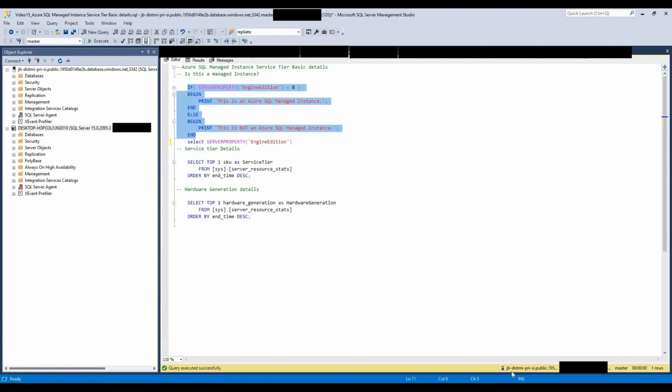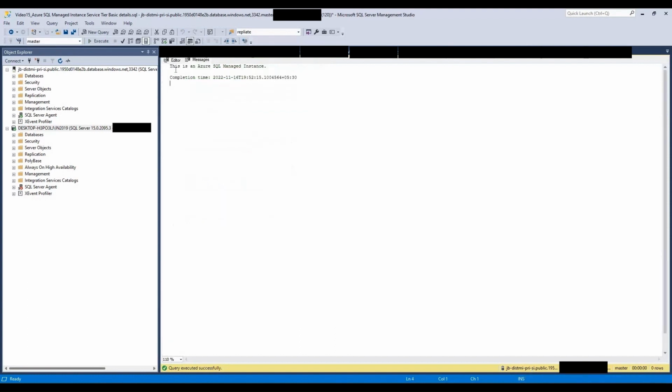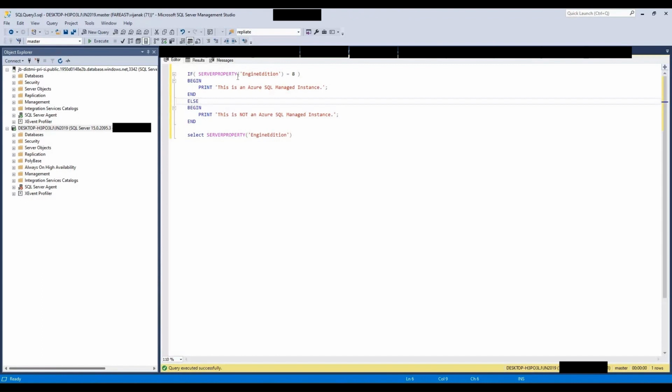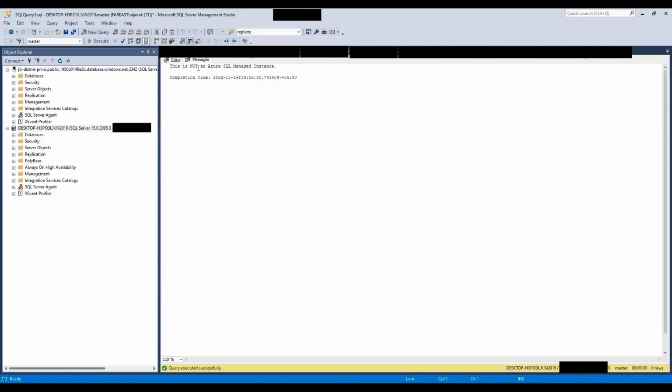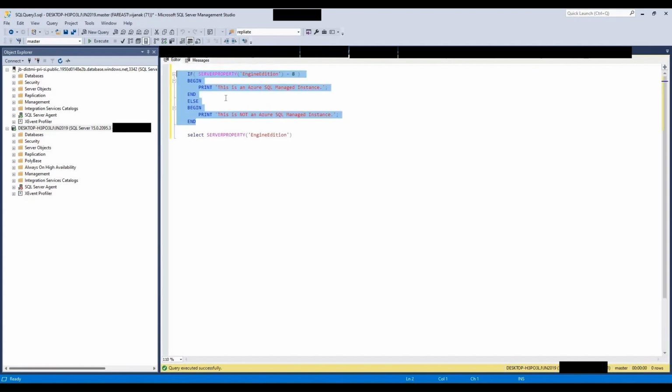So I'm connected right now to a general purpose managed instance called jp-dist-mi-pri-si, which is in the South India region. Let's execute this query. And if you see here, this tells us it is an Azure SQL managed instance. As a test, we will connect to an on-premise SQL server and try running this particular query. If I run that, it tells us it's not an Azure SQL managed instance.